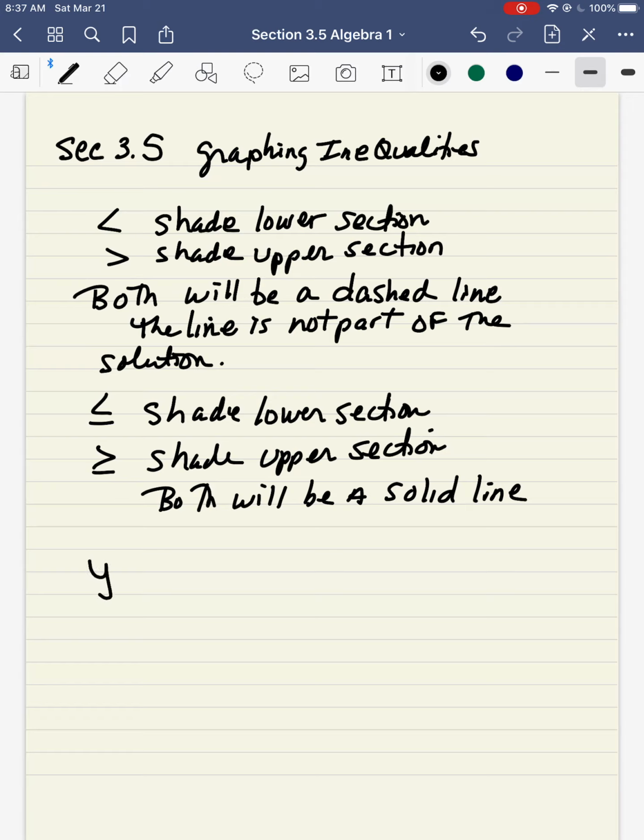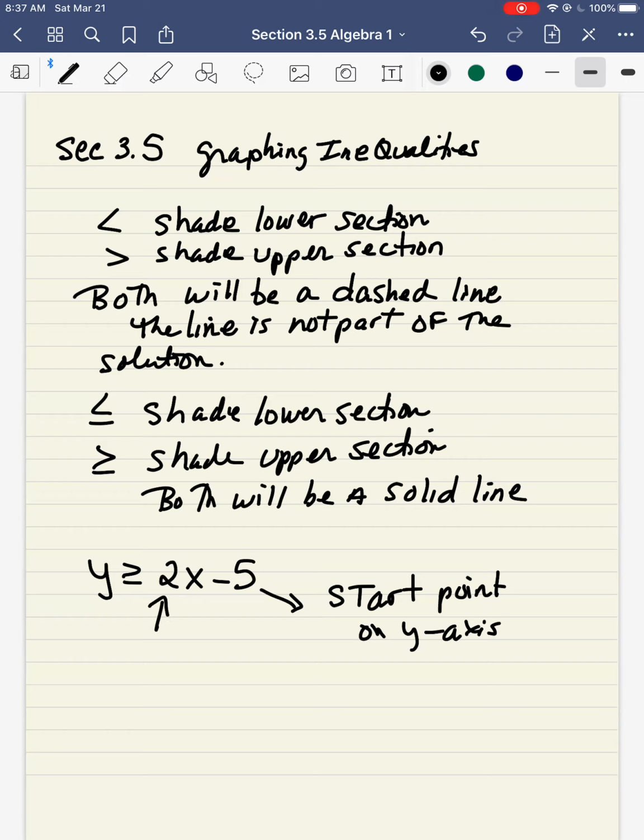So let's try one. Y is greater than or equal to 2x minus 5. Minus 5 is our starting point on the y-axis. This is our slope, rise over run. So I'm going to go up 2 and over 1.